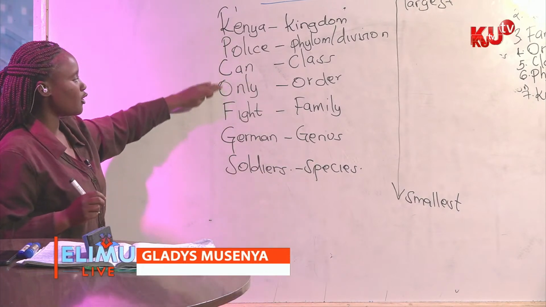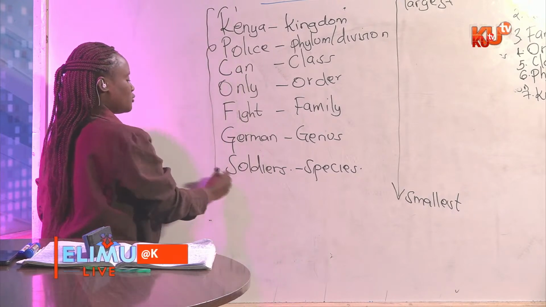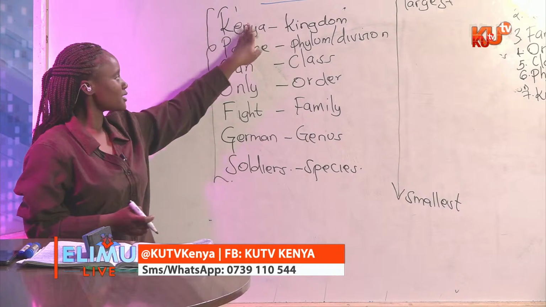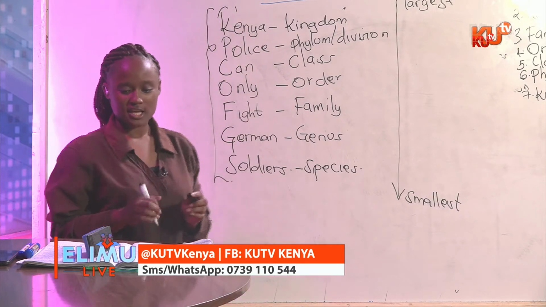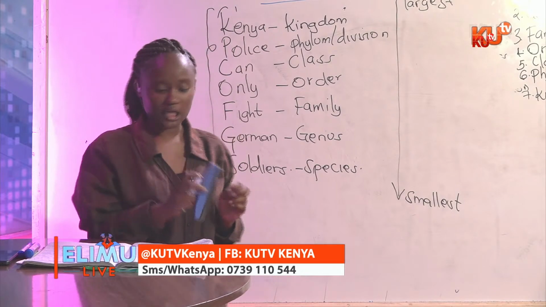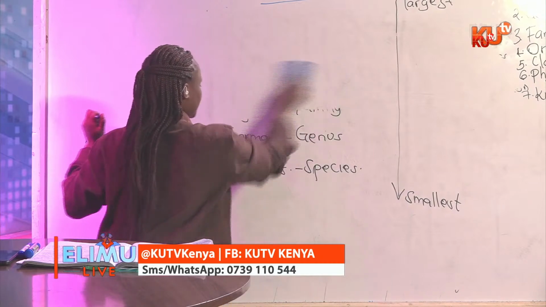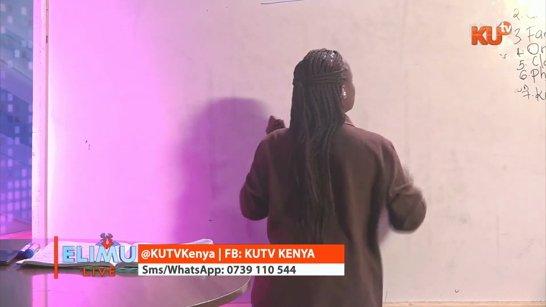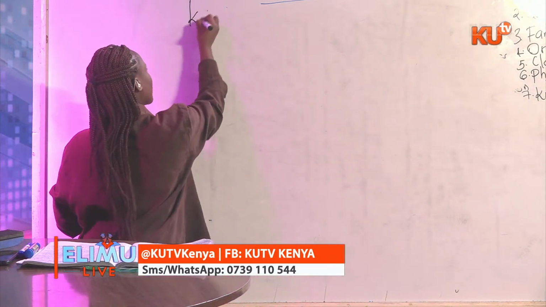Kenya police can only fight German soldiers. This is for you to be able to remember the taxonomic units from the largest to the smallest. Now we move on to kingdoms, which is our largest taxonomic group.